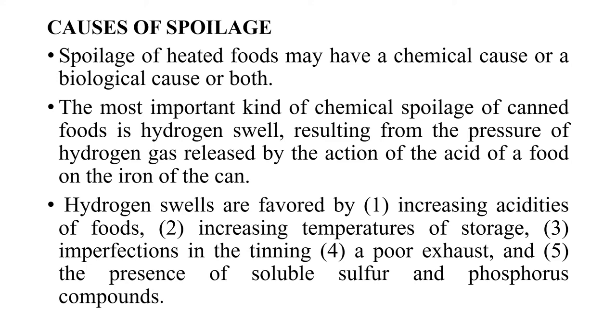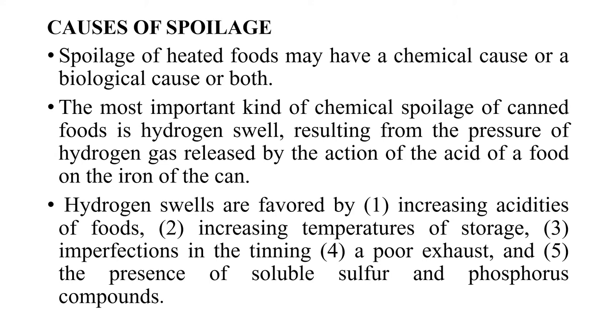Usually the production of this hydrogen gas is favored by the increasing acidities of the food, increasing temperature of the storage, imperfections in the tinning, a poor exhaust condition, and also the presence of some soluble sulfur and phosphorus compounds.